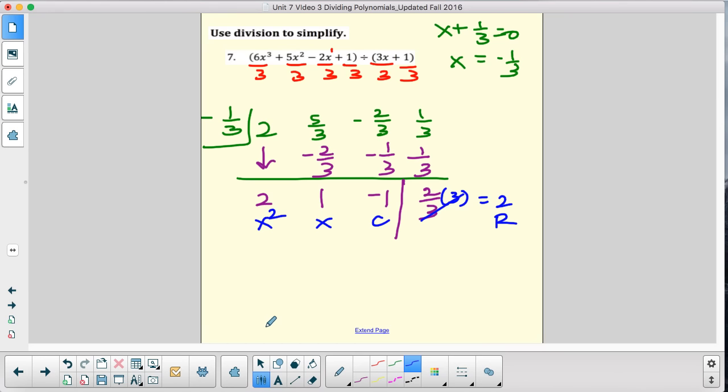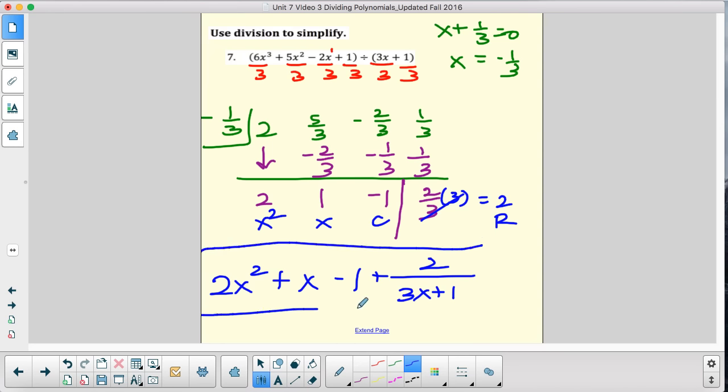So there isn't a lot that we work with that have remainders, but I want you to see what it would look like. So my final answer, we write all this out normal, 2x squared plus x minus 1, plus we take our remainder and put it over what we divided by, just like in old school. So 3x plus 1. So there is my final answer with the remainder.